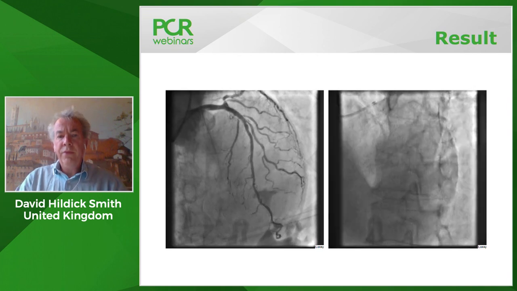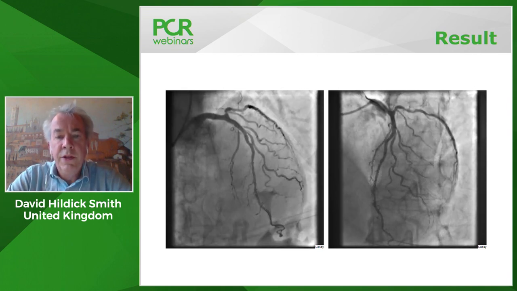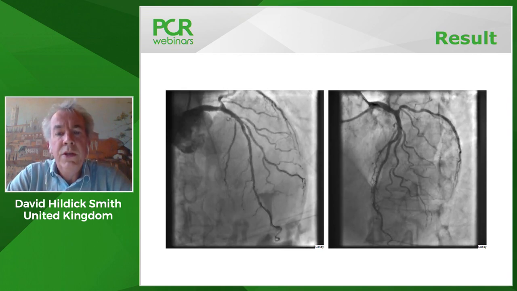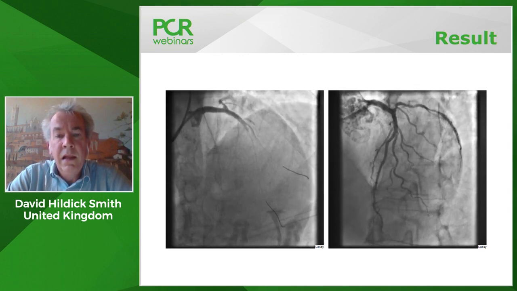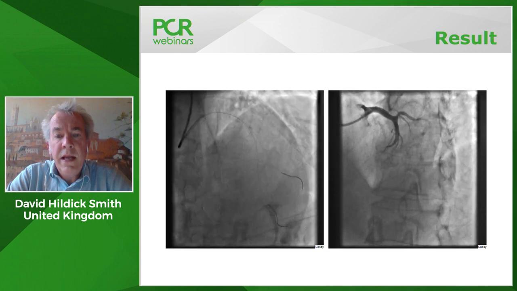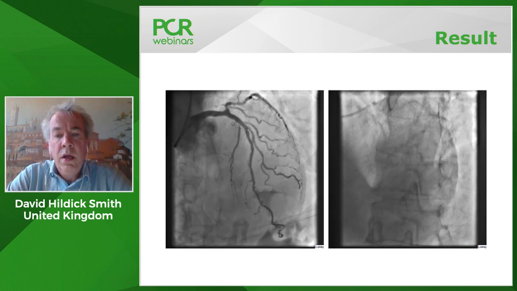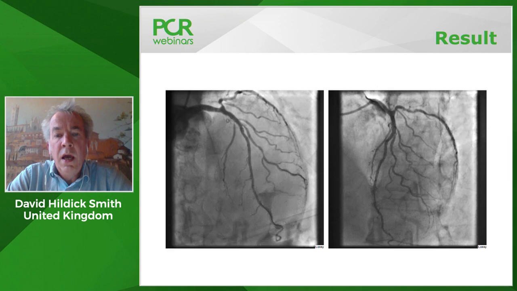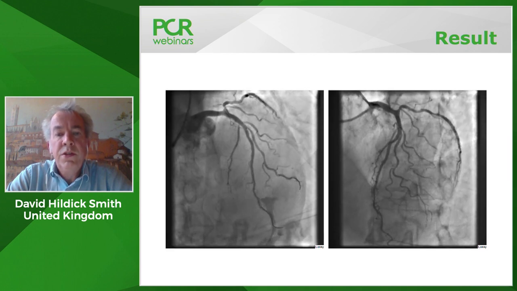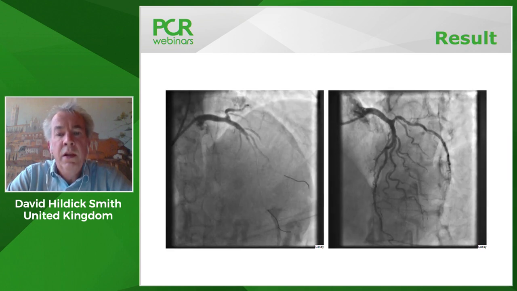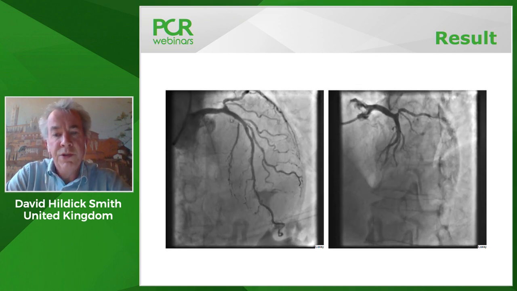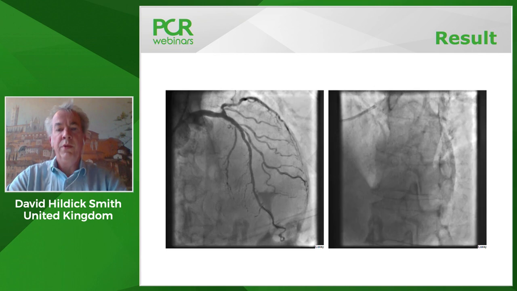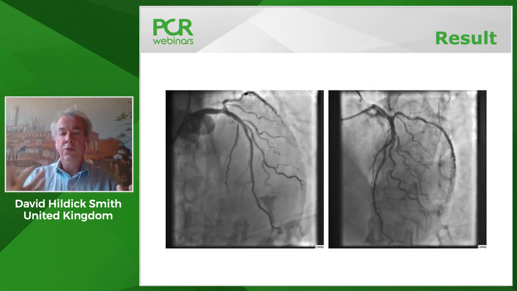Now, I think I'd like to stop at this point and ask people what they would do, because I think you can see in the image on the left-hand panel that there's a very slight haziness or contrast bleaching just at the ostium of the first diagonal. And I think it would be reasonable to pause at this point and say, what shall we do? Have we done enough? Do we need to do more?